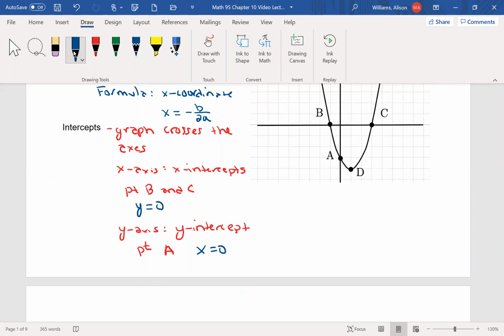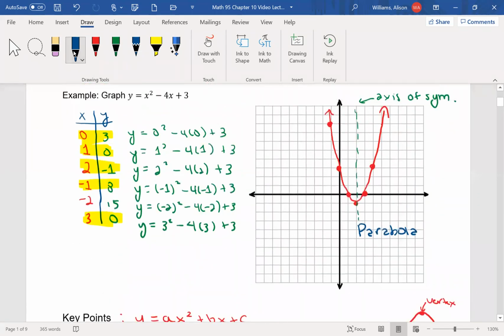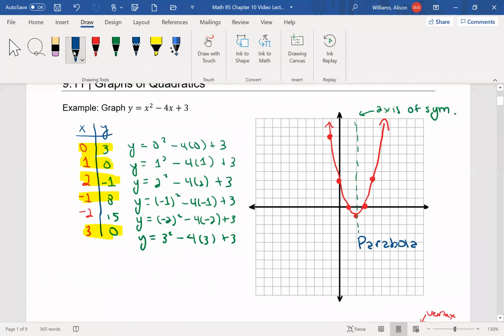Okay, so up here on my previous example, the vertex then would be at x equals 2, -1. That would be the vertex. The x-intercepts would be at 1, 0, and 3, 0. Notice it's where the y is 0. I'm going to go ahead and abbreviate it: X-INT. And then the y-intercept would be at 0, 3.